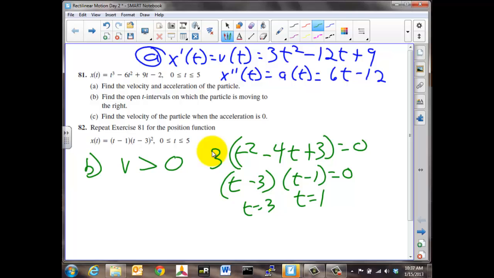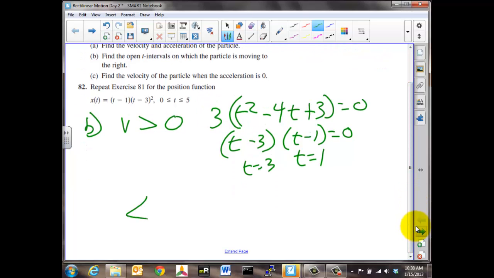Okay, so get the picture of what's going on. At 0, I've got a velocity of 9, so I'm moving in the positive direction. And then at 1, I stop. What could I do after I stopped? I could go forwards or backwards. So we still don't know if it's positive or negative yet. What do we need to do now to determine where it's positive and where it's negative? Sign line. So that's what we'll do now.